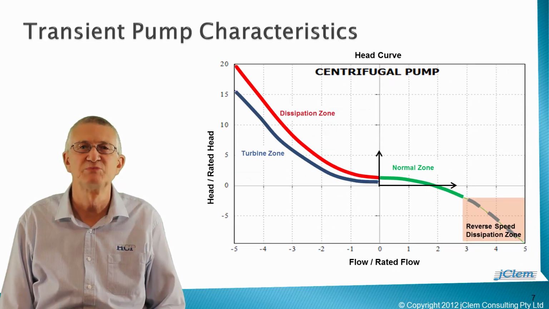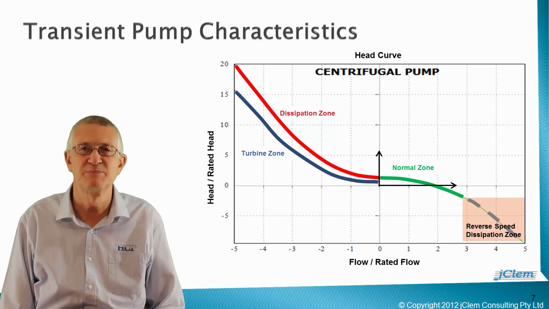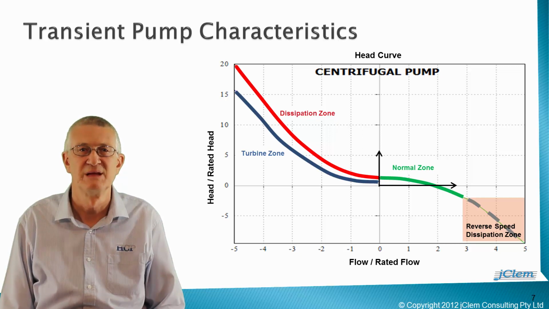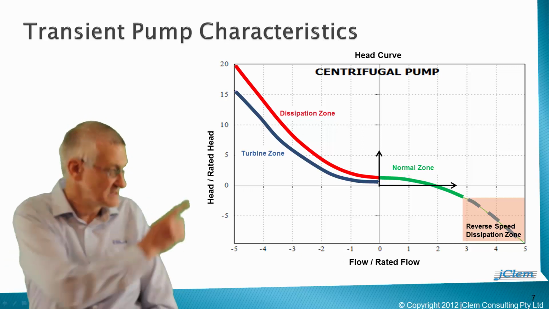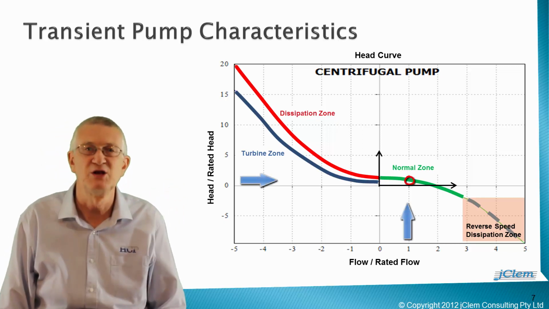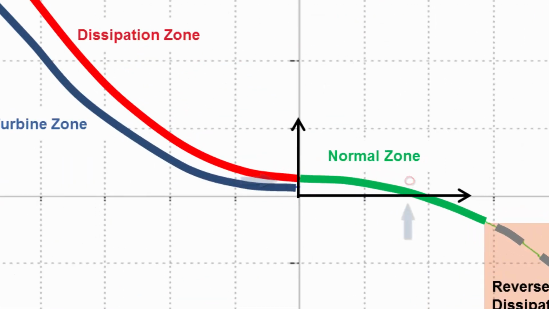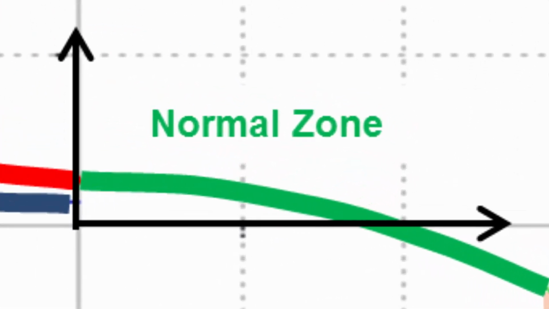When a pump's data is presented this way, the shape of the curve can represent pumps in a single class of pumps, based on their specific speed. For example, all axial flow pumps have roughly the same specific speed. All pumps of the mixed flow class have roughly the same specific speed, and similarly for centrifugal pumps. In this style of representing a pump curve, the pump's rated point sits here at the value 1 on both axes. The green line represents the normal zone.